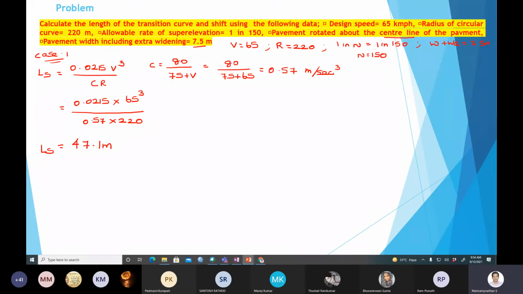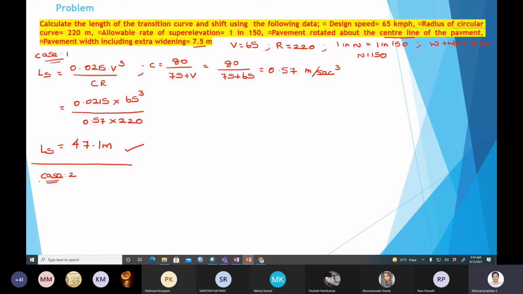I will just make it 47.1 meter. So this is case 1, with respect to the allowable rate of centrifugal acceleration, where you need to estimate the value of C. Then when you apply it in the equation of length of the transition curve, you get 47.1 meter. Then case 2 is with respect to the introduction of the rate of super elevation.